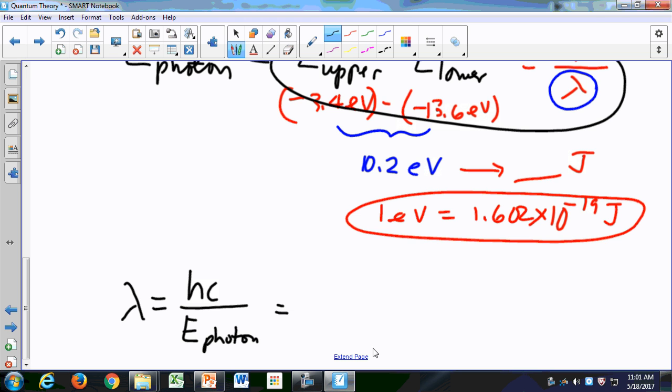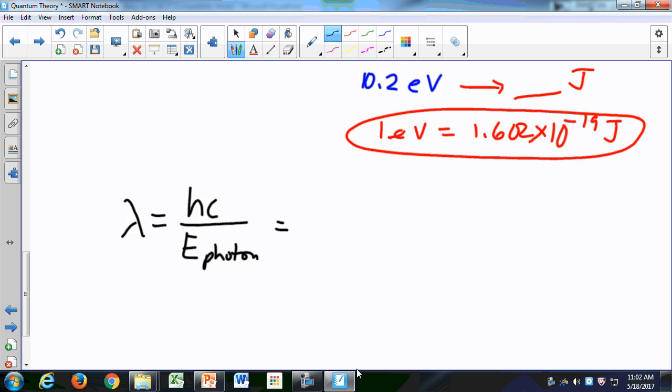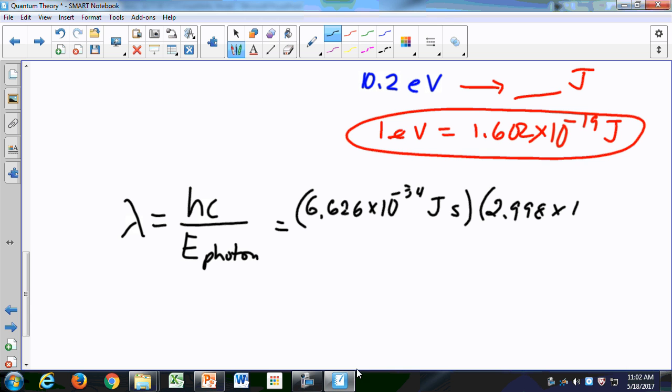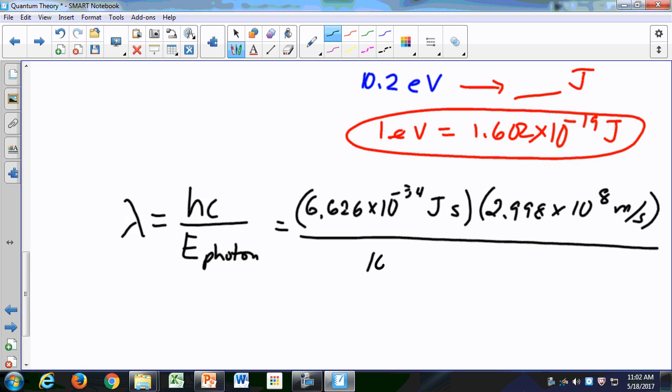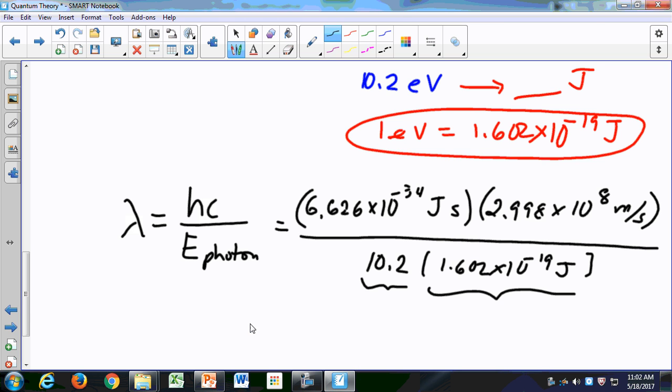Let's go ahead and do this calculation. H, Planck's constant, is 6.626 times 10 to the negative 34 joule seconds. Speed of light is 2.998 times 10 to the 8 meters per second, divided by the energy of the photon, which is 10.2 electron volts, and an electron volt is 1.602 times 10 to the negative 19 joules. This makes it easy to do the cancellation. Joules cancel out, seconds cancel out. Your answer here will be in meters.